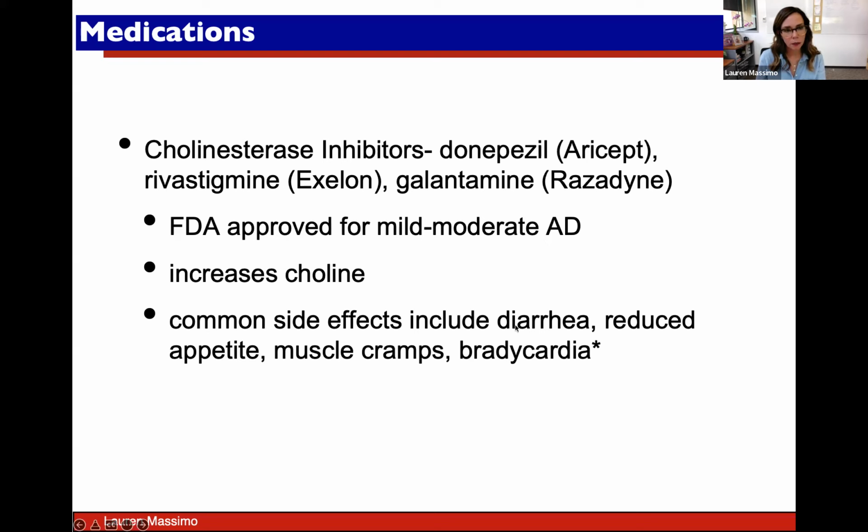Common side effects include diarrhea, reduced appetite, muscle cramps, and bradycardia. So it's important to keep in mind. And if your patient has a history of slowed heart rate, or you have concerns about bradycardia, you may want to check an EKG before you begin these therapies.